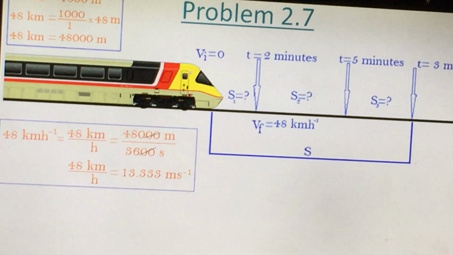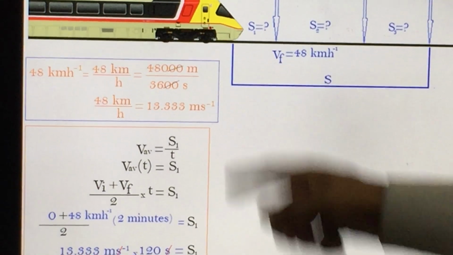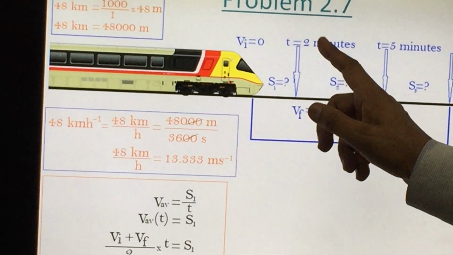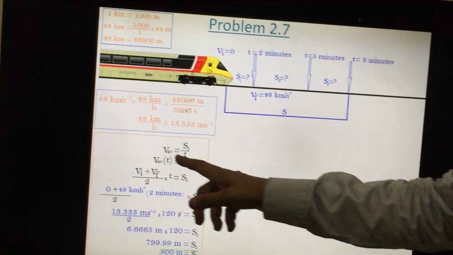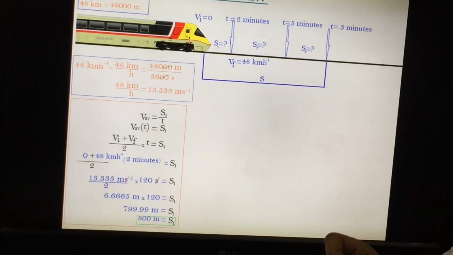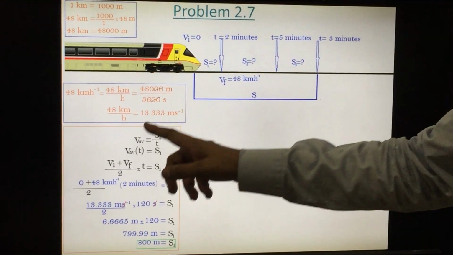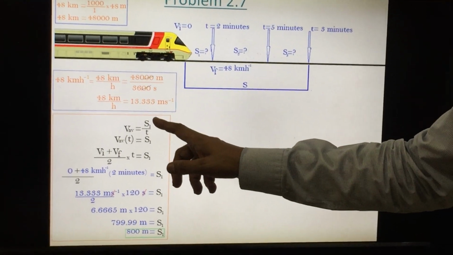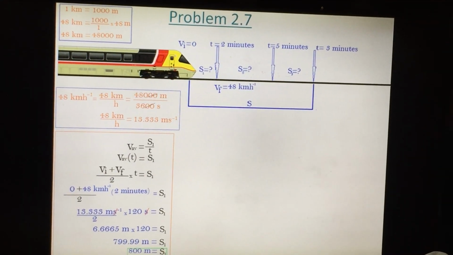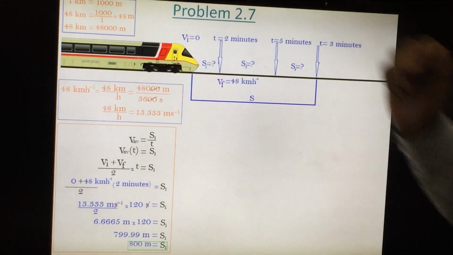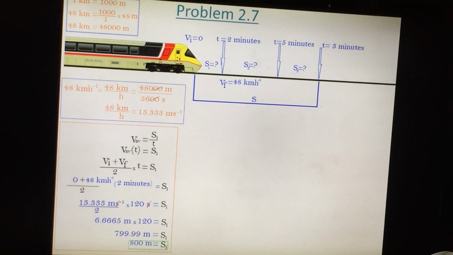So let's move forward. To find the first distance S1, initial velocity is 0, time is 2 minutes, and final velocity is 48 kilometers per hour. We are going to use the very first definition of velocity. You know that the definition of velocity is distance covered in time. Here we are using average velocity. Why? Because we have one velocity, that is initial velocity, and we have the final velocity, that is 48 kilometers per hour.